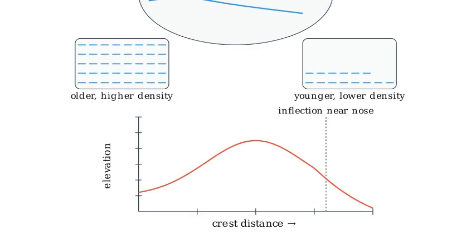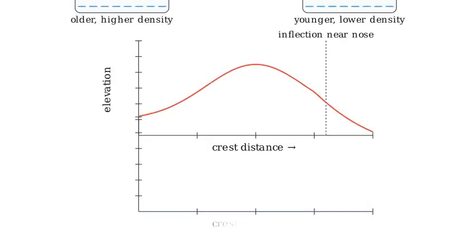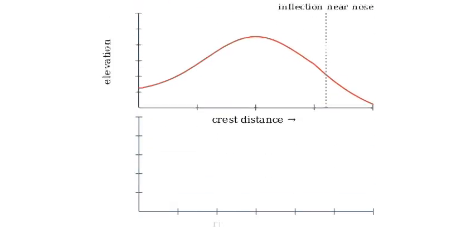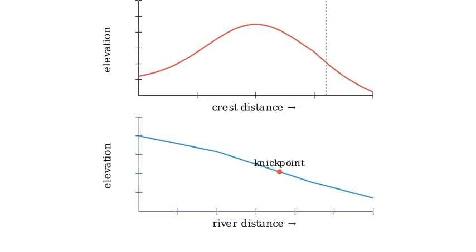Along the fold crest, elevation often peaks in the older center and declines toward the tips. A slope break or inflection near the nose is expected for a propagating fold. The crest profile tapers off, and the slope change marks an outward migrating hinge. This signals lateral propagation.